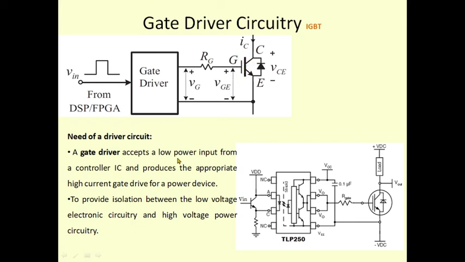So a gate driver accepts a low power input from the controller IC and produces the appropriate high current gate drive for a power device. So it will provide that current that is required to charge this gate capacitance. And another thing is that it provides isolation from this electronic circuit on the low voltage and low current side to the high voltage and high current side. So this provides the isolation also.